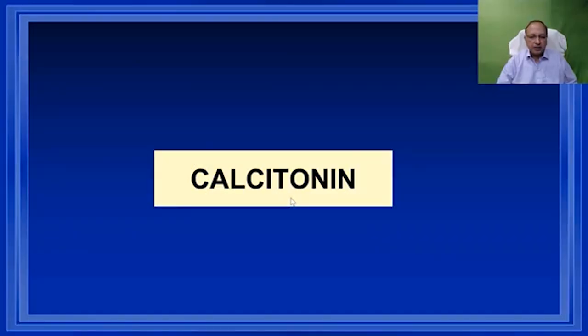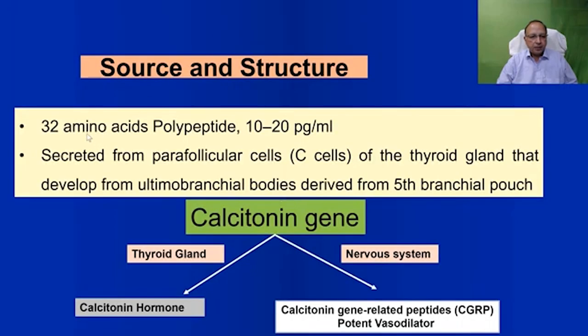Coming to the third hormone, that is the calcitonin hormone. Calcitonin is a 32 amino acid polypeptide, and it is secreted from the parafollicular cells, or the C cells, of the thyroid gland, that develop from the ultimobranchial bodies derived from the fifth branchial pouch. It is derived from the calcitonin gene. In the thyroid gland, due to alternative splicing, the calcitonin gene gives rise to the calcitonin hormone. And the same gene will be spliced within the nervous system to give rise to CGRP, the calcitonin gene related peptide, which is a very potent vasodilator.